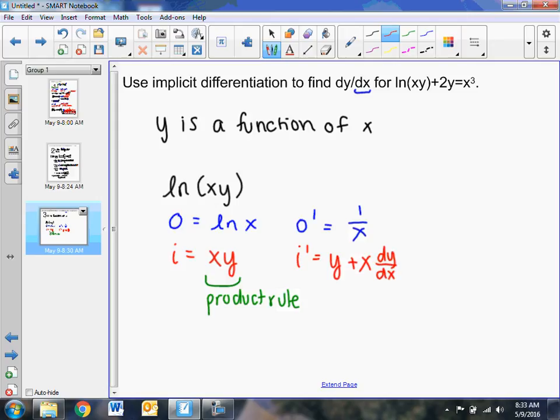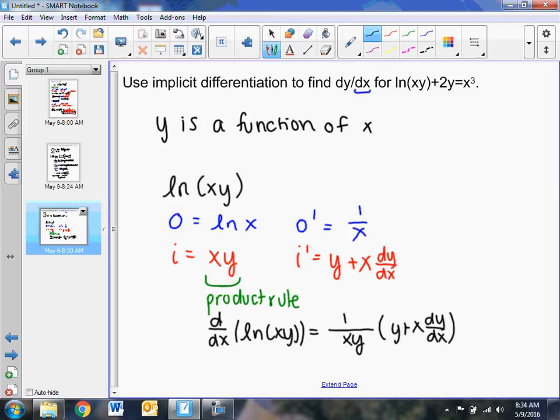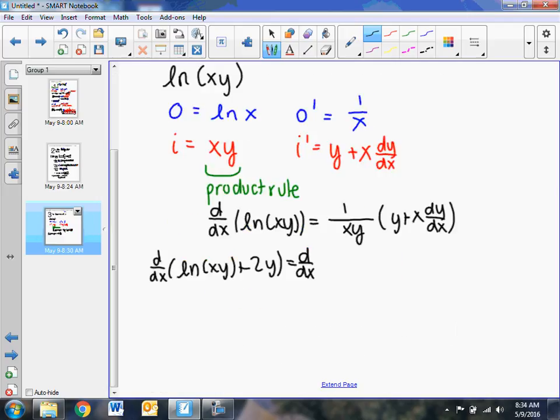Now let's put our chain rule together here. The derivative of the natural log of xy is our outside evaluated at our inside, which is xy, times our inside derivative, y plus x dy dx. Right? So now let's look at the full derivative. We want to take d dx of ln of xy plus 2y, and then the derivative of x cubed.